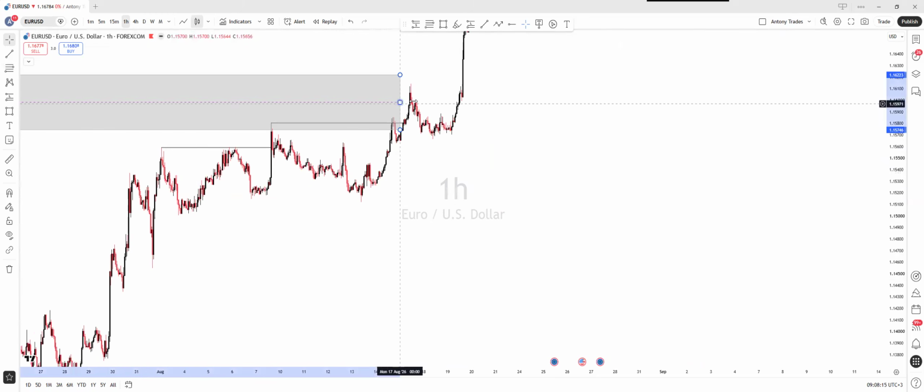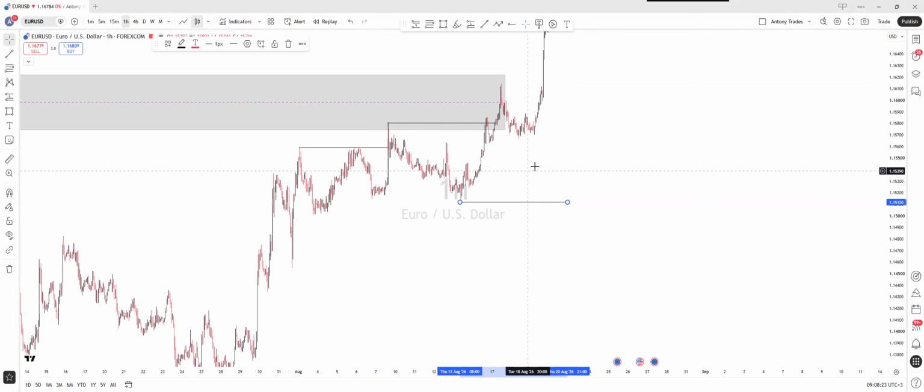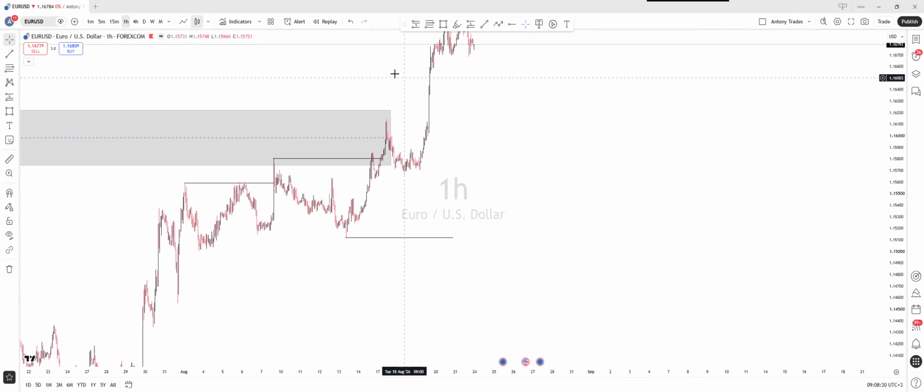So at this point in time, I also marked this low, because if the market wanted to sell from this zone, it should have pushed down to give us a break of structure or a change of character to the downside. Again, the market never came down to give us that change of character. Instead, it kept on buying.